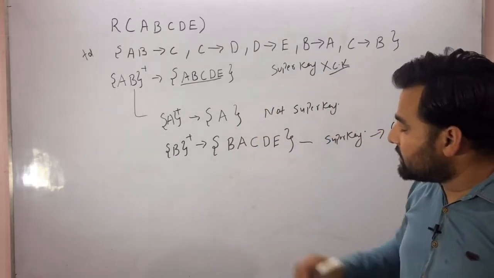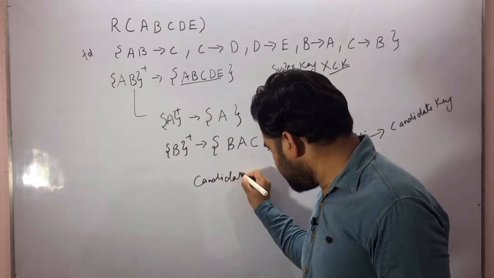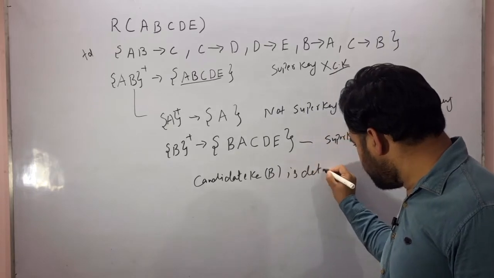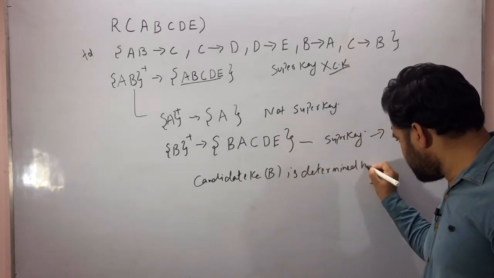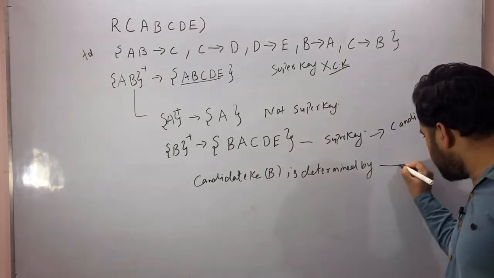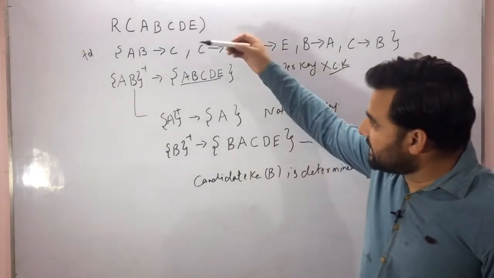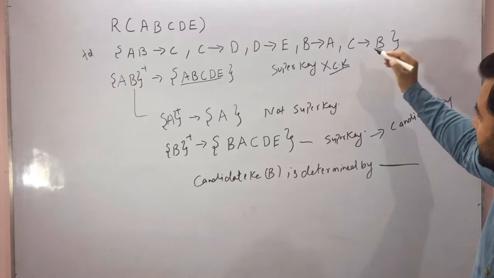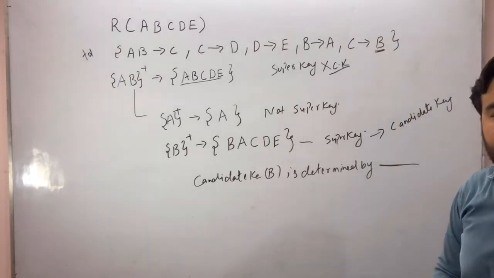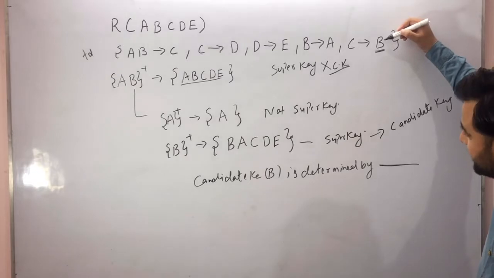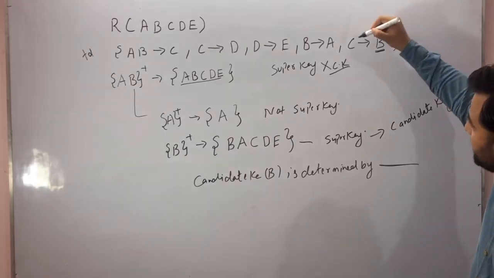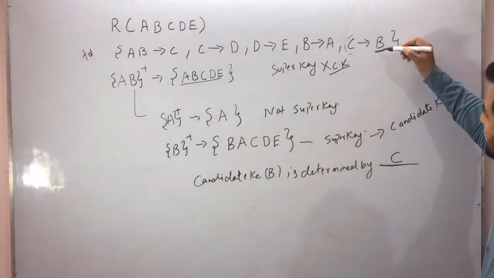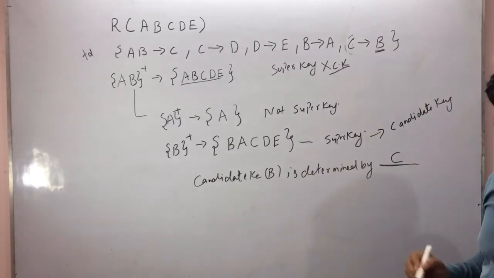So how to check that? We need to check that this candidate key, that is B, is determined by which attribute? So we'll see in the right hand side, is there any B attribute? So here students, we find that there is an attribute B on the right hand side. So what is the meaning? This B is a candidate key, so this B is determined by which attribute? That is attribute C. So what is the meaning? Now this C is also a candidate key in this relation.